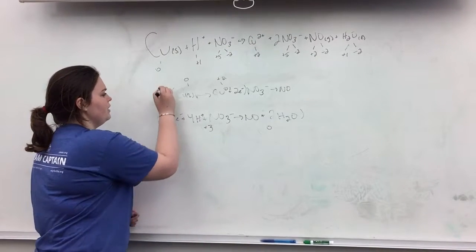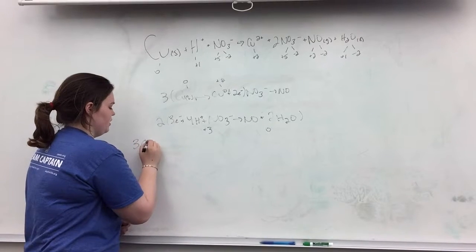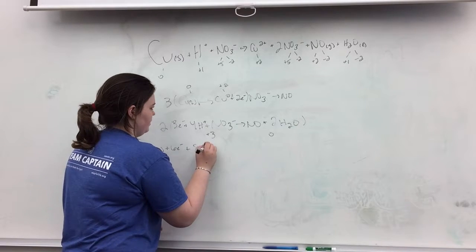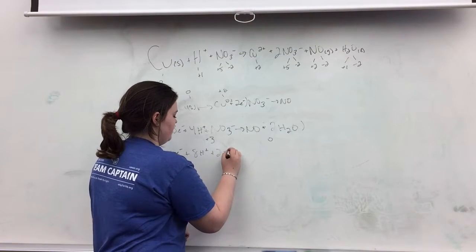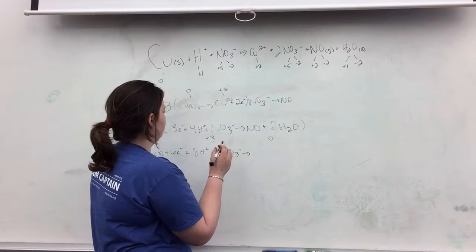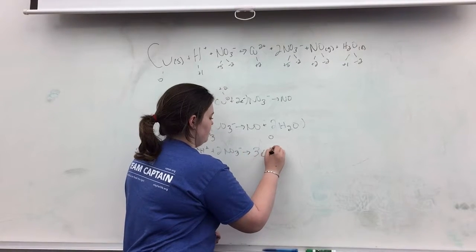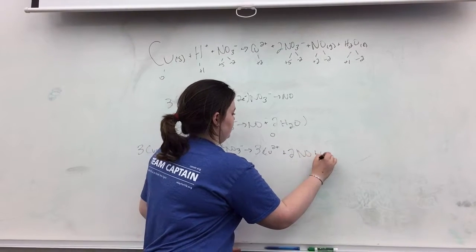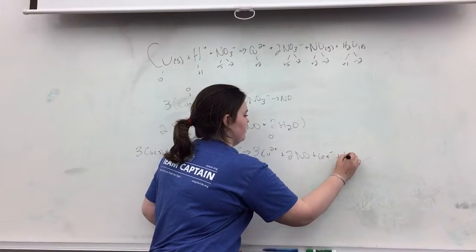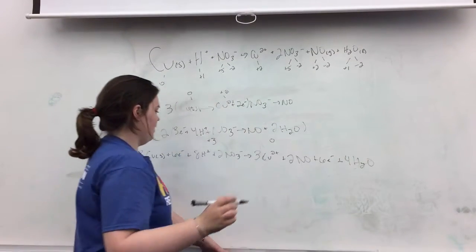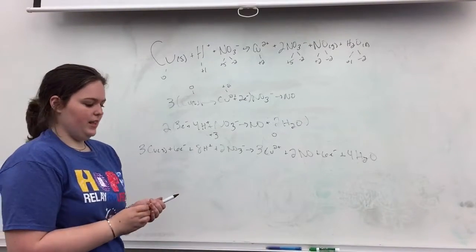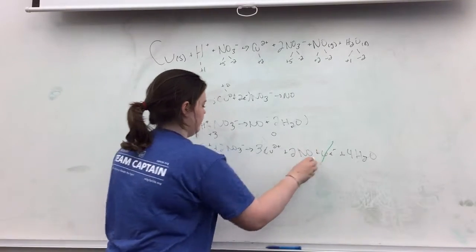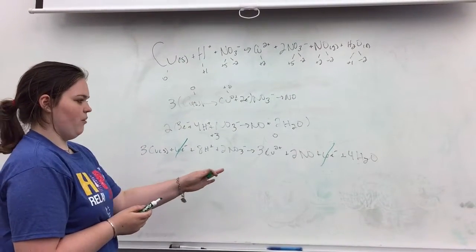So that'd be multiplied by 2 here and 3 here. So we have 3Cu solid plus 6 electrons plus 8H+ plus 2NO3- yields 3Cu2+ plus 2NO plus 6 electrons plus 4H2O. Now what we're going to do is cancel out anything that repeats on both sides. So that'd be both of these, and then you look to see if anything else cancels out, which it doesn't.